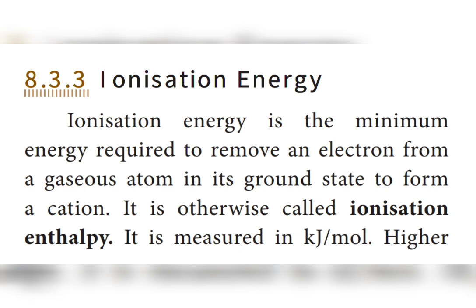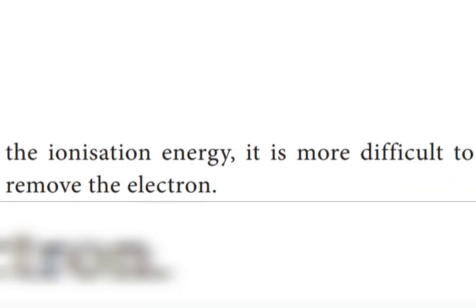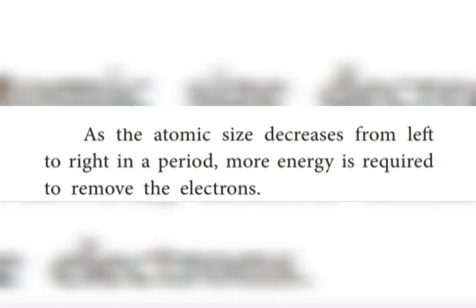If the ionization energy is high, it is more difficult to remove the electron. As the atomic size decreases from left to right in the periodic table, in the period, more energy is required to remove the electrons.